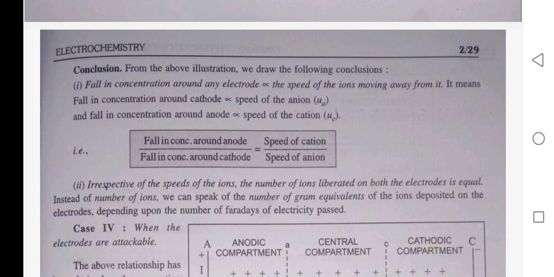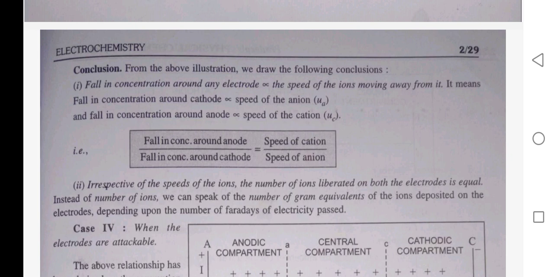ion moving away from it. It means fall in concentration around the anode is directly proportional to the speed of the anion UA, and fall in concentration around the cathode is directly proportional to the speed of the cation UC. Fall in concentration around anode upon fall in concentration around cathode is equal to speed of cation upon speed of anion. Irrespective of the speed of the ion, the number of ions liberated on both the electrodes is equal. Instead of the number of ions, we can speak of the number of gram equivalents of the ion deposited on the electrode, depending upon the number of Faradays of electricity passed.